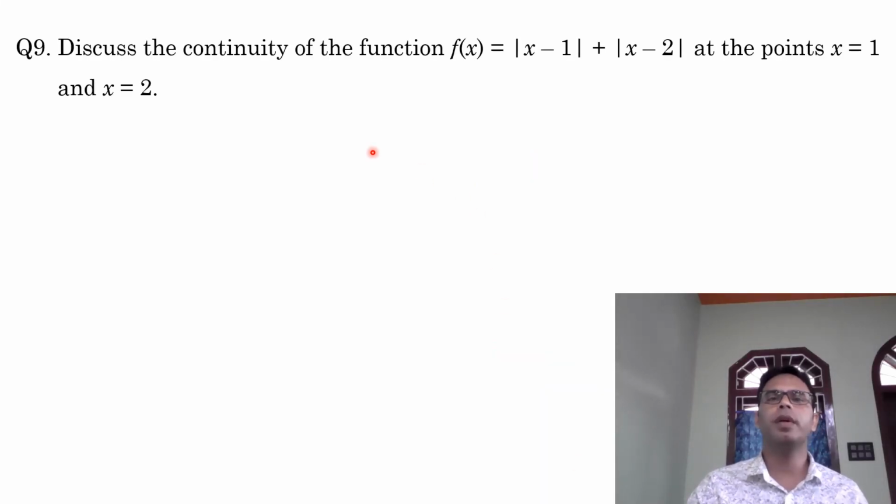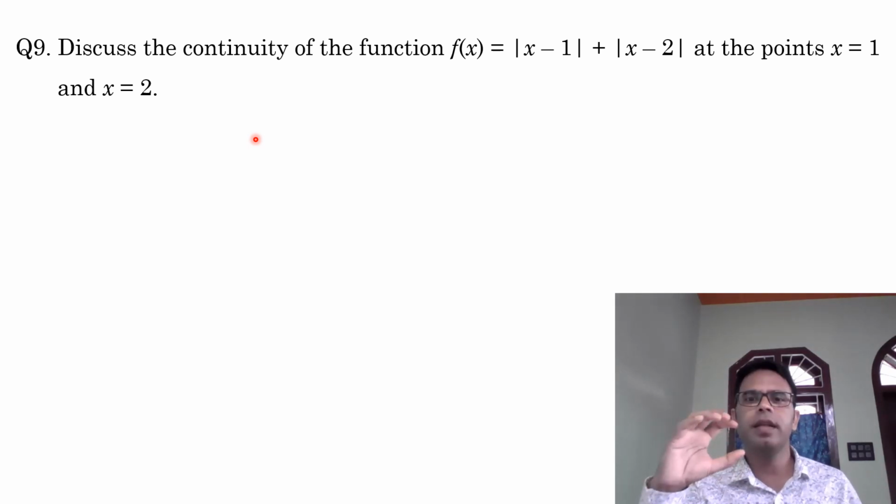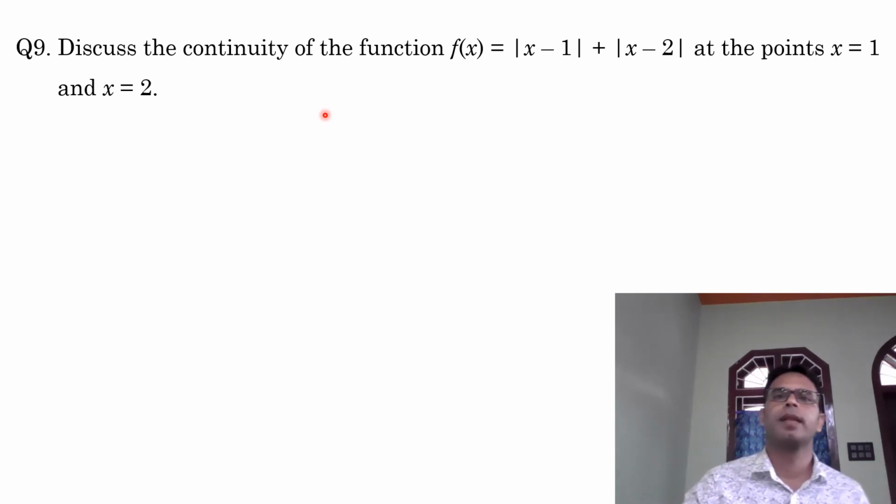Discuss the continuity of the function f(x) is equal to modulus of x minus 1 plus modulus of x minus 2 at the point x is equal to 1 and x is equal to 2. So x is equal to 1 and x is equal to 2 এই দুটা পয়েন্টত মোক continuity check কৰিব দিছে, and this is one of the important question, খুবই important question, তুমি চাবা অলপ ভালকে, খুব interesting question.